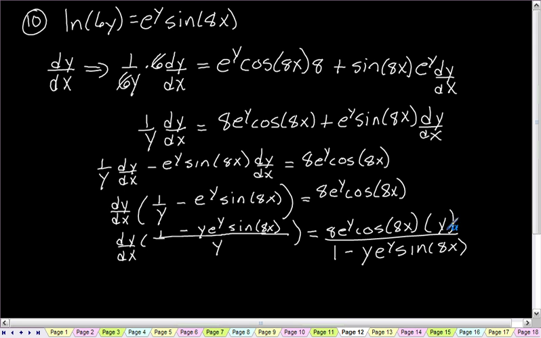I really can't simplify anymore. All I could do is move this y to the front and put 8y e to the y cosine 8x on the top. On the bottom it's 1 minus e to the y sine 8x, dy dx.